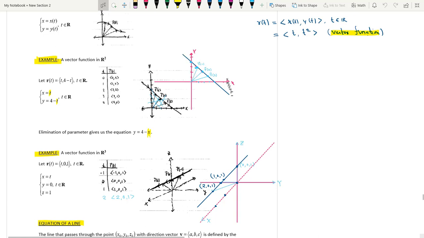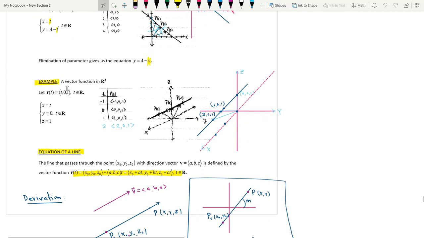You can even sketch this graph by converting it to a Cartesian equation. So if you plug t equals x here, then it becomes y equals 4 minus x. It will represent the same straight line.